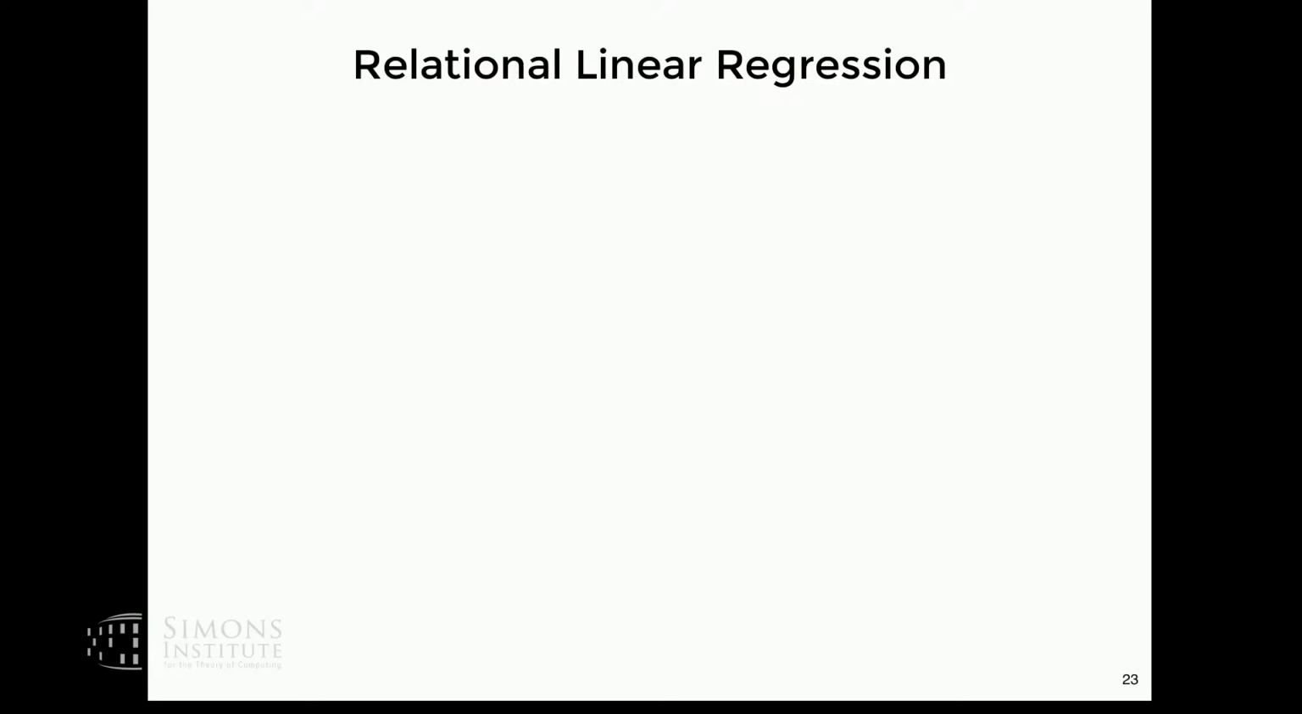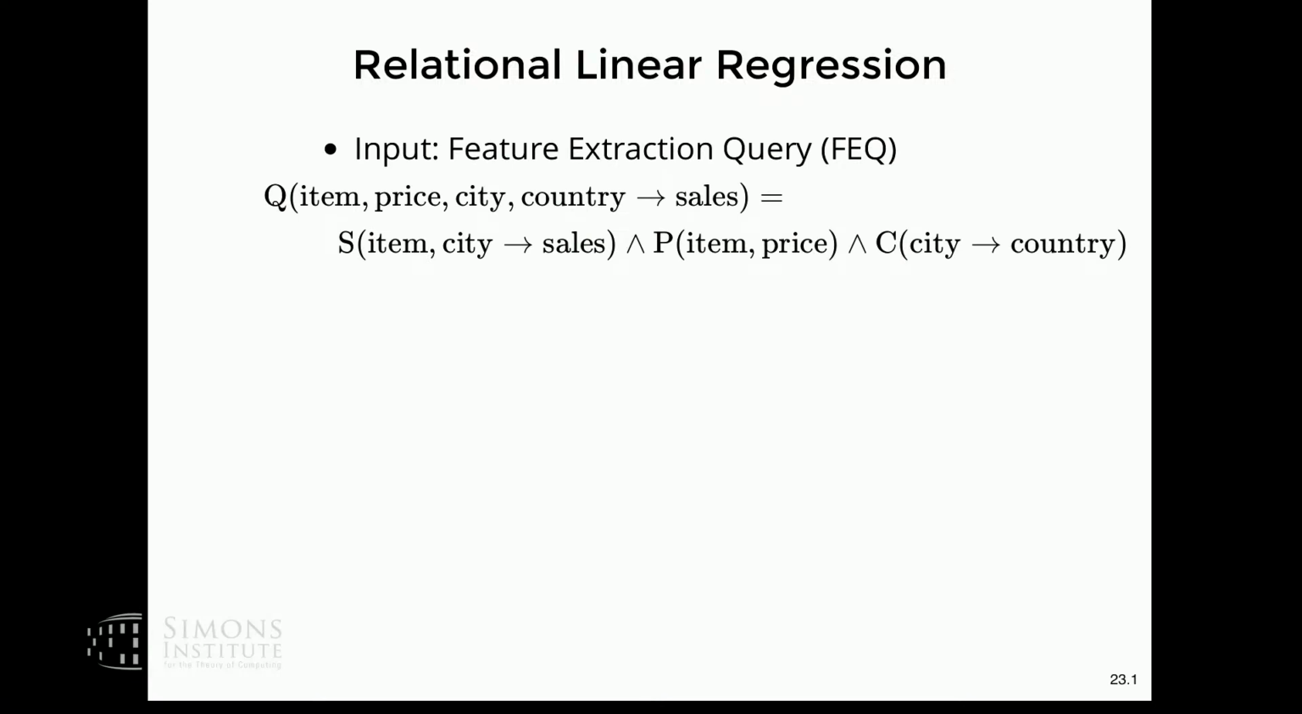Okay, so how does relational linear regression look like? What is exactly the setup? In the relational setup for linear regression, our training data is not given explicitly. Instead, it's given to us as a join query.